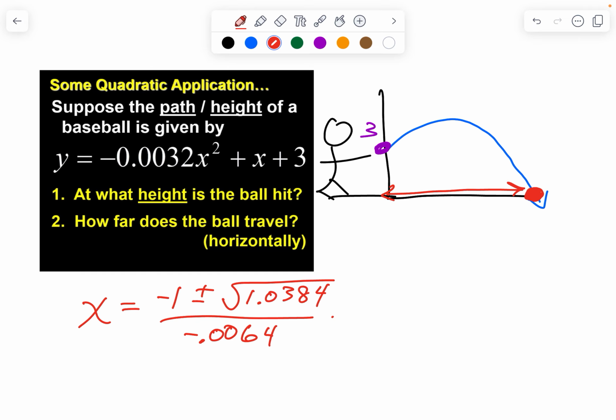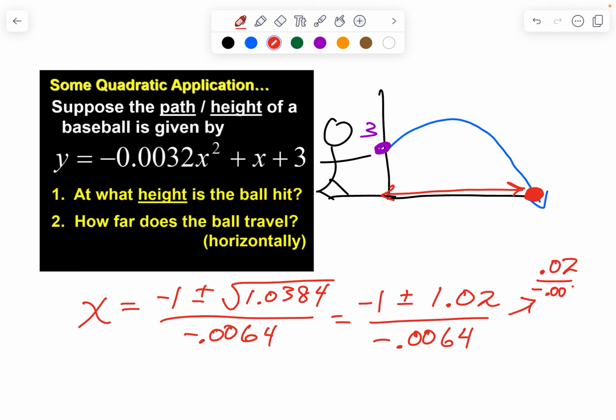If you get something like this, be willing to simplify the square root with your calculator to a couple decimal places. That's fine. So the square root comes out to 102. I still have my denominator at negative 0064. So I'm going to add 102. When I add 102, I get 02 divided by negative 0064. And when I subtract 102, I get negative 202 divided by negative 0064.